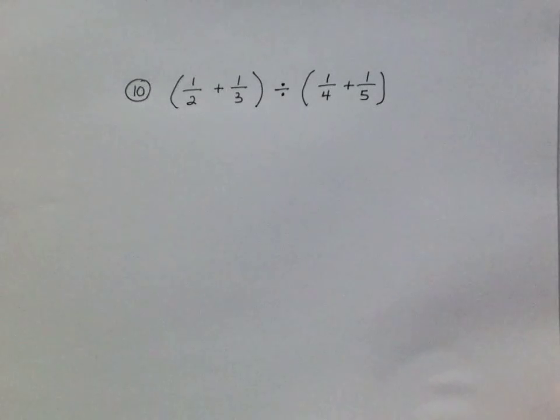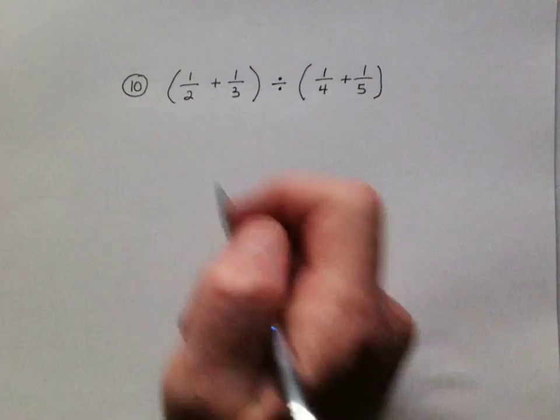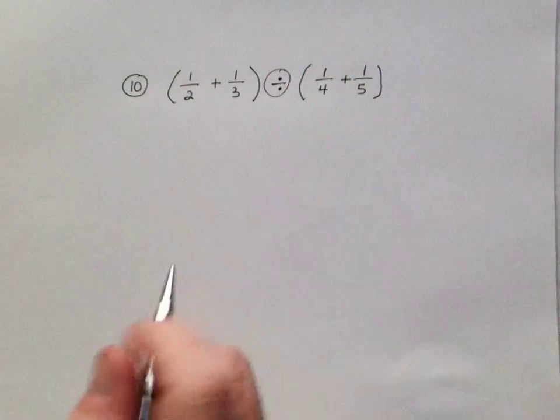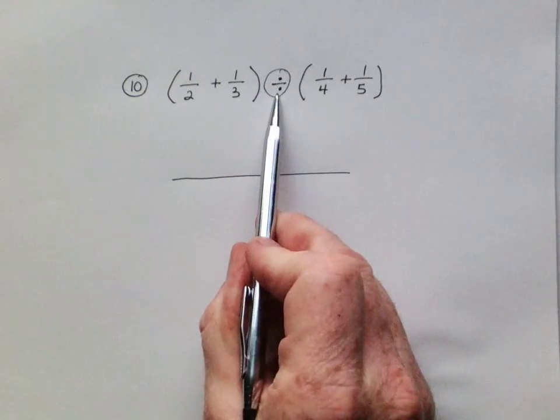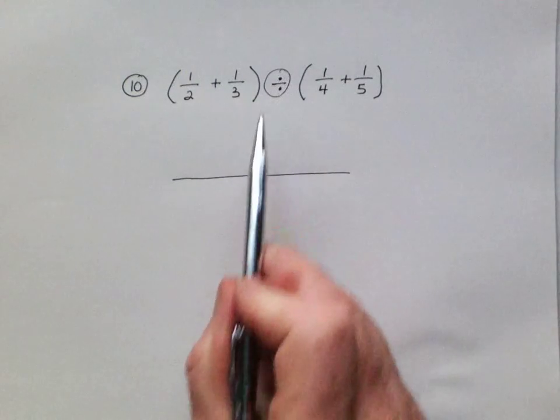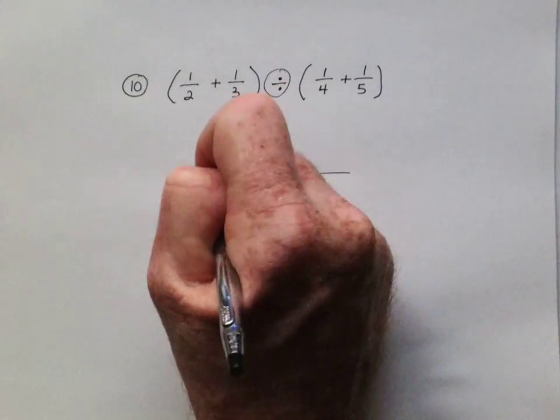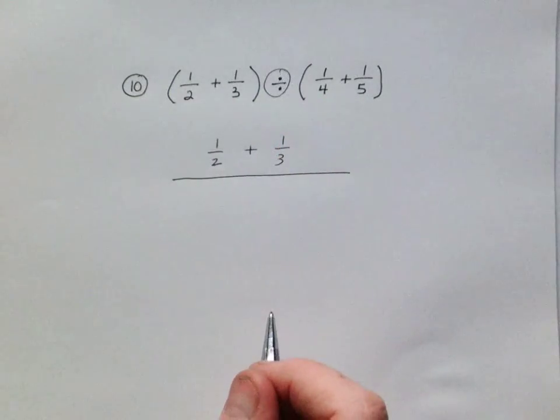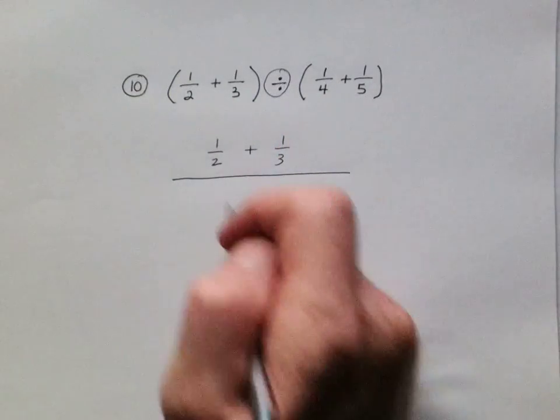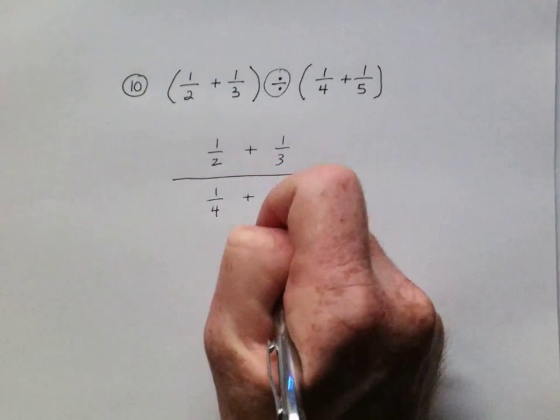And for the last one, I'm going to show you a different way to divide fractions. See what you think about this. So divide could also mean you've got a fraction. So this symbol right here, divide, could also be written this way. And then we would have this, 1 over 2 plus 1 over 3, and then it's divided by this, 1 over 4 plus 1 over 5.